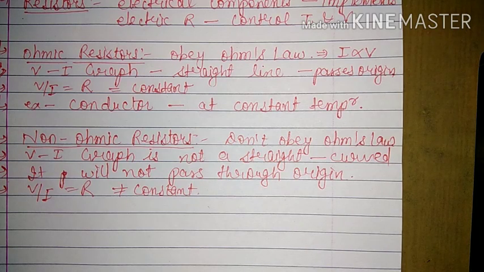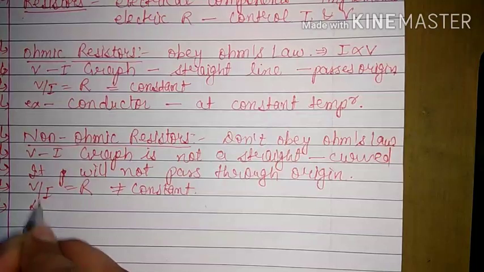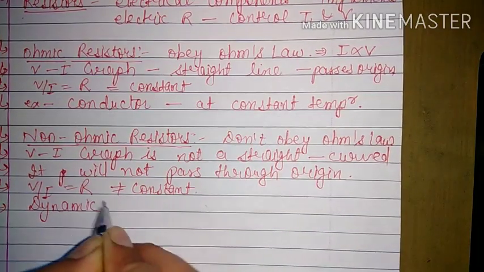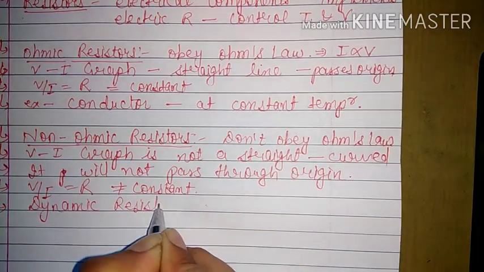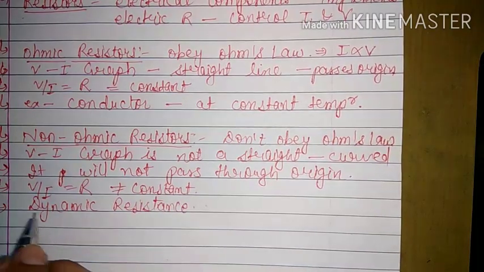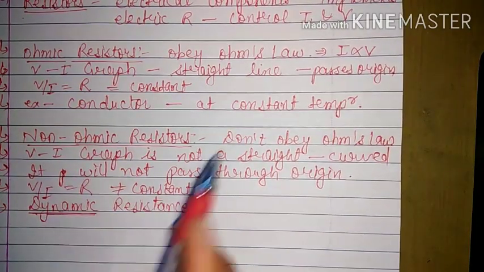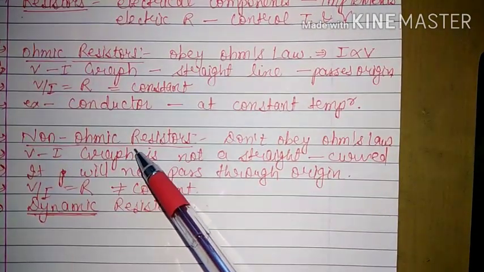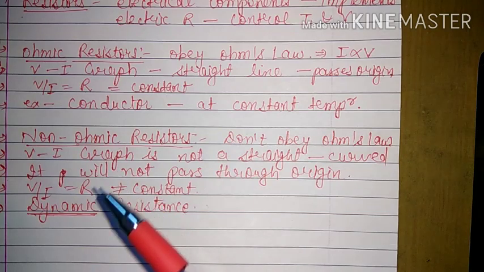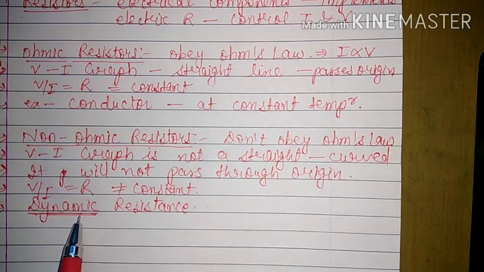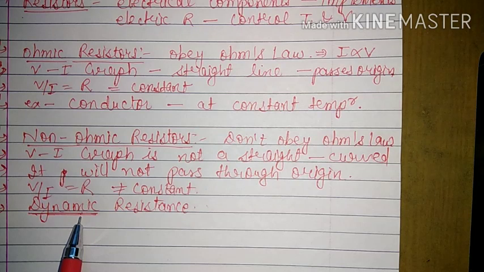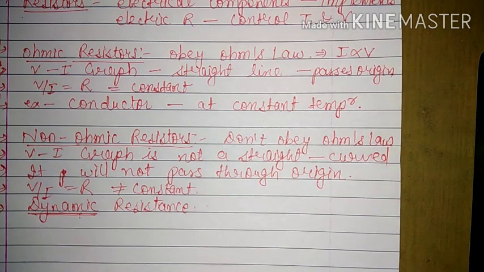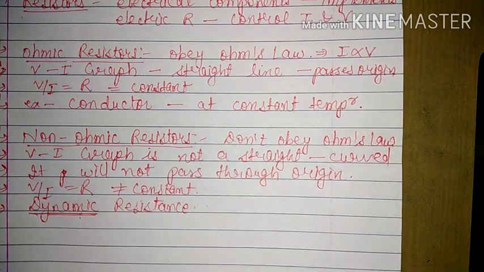That's why, because it is variable, changeable, it is also known as dynamic resistance or dynamic resistors, as you wish. Here this word dynamic is very important, because most of the time it is asked with the name dynamic resistance or dynamic resistors. What do you mean by dynamic resistance? If the question is about dynamic, that means it is talking only about non-ohmic resistors.